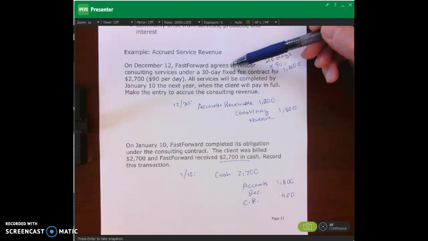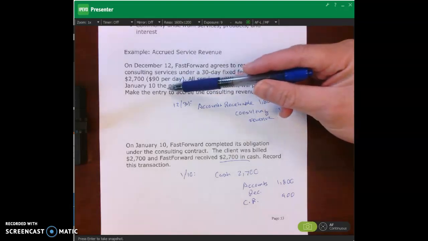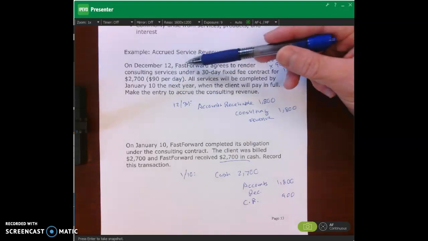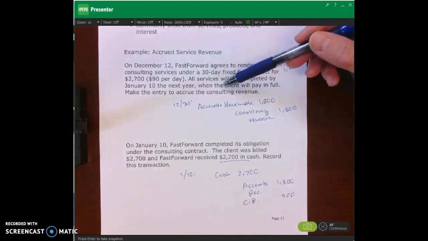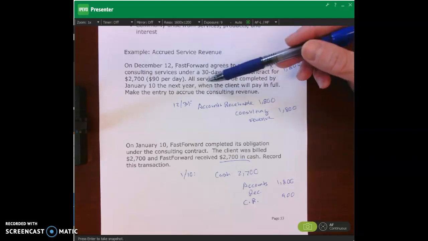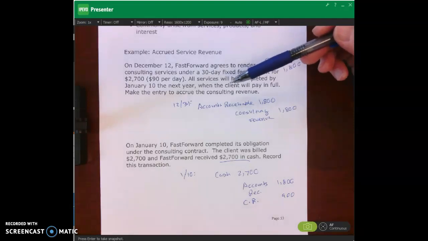Fast Forward agrees to render consulting services. So they didn't get paid up front. They haven't gotten paid. They're going to get paid January 10th of the next year. So from the 12th to the 31st, we have 20 days. So they've earned 20 days worth of revenue in accounting period 1 in this first year. And we have to recognize that. They've earned that. Even though they haven't got paid, we still have to recognize that as consulting revenue because they've earned that revenue per the revenue recognition principle. Therefore, we should recognize that in the period in which it's earned.